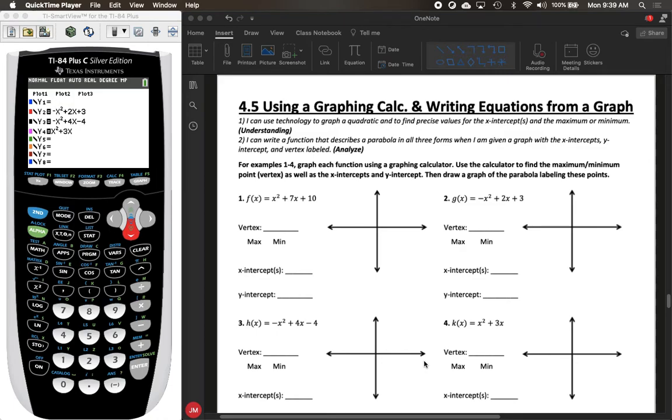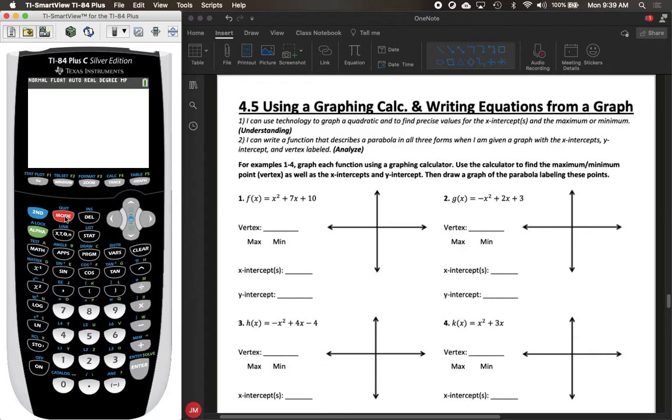All right, guys. So what we're going to be talking about today in these notes is how we can use a graphing calculator in order to graph quadratic equations, as well as how we can write quadratic equations using a graph. So that's why I've got the different set of notes up. Notice that we are going to be using our graphing calculators today.